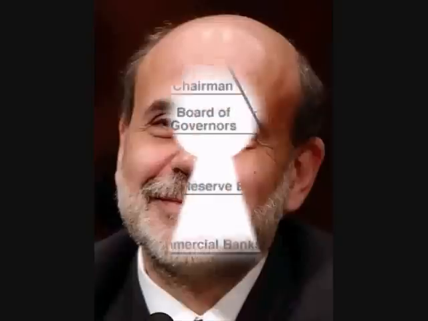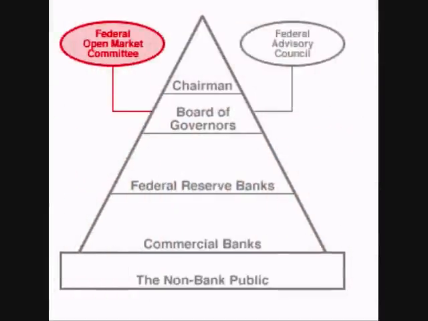In fact, the Fed chairman, currently Ben Bernanke, is often called the second most powerful person in America. Let's look at the organization of the Federal Reserve. The Fed basically has three levels. At the top level is the Board of Governors, with its chairman, Ben Bernanke, the Federal Open Market Committee, or FOMC, and the Federal Advisory Council.